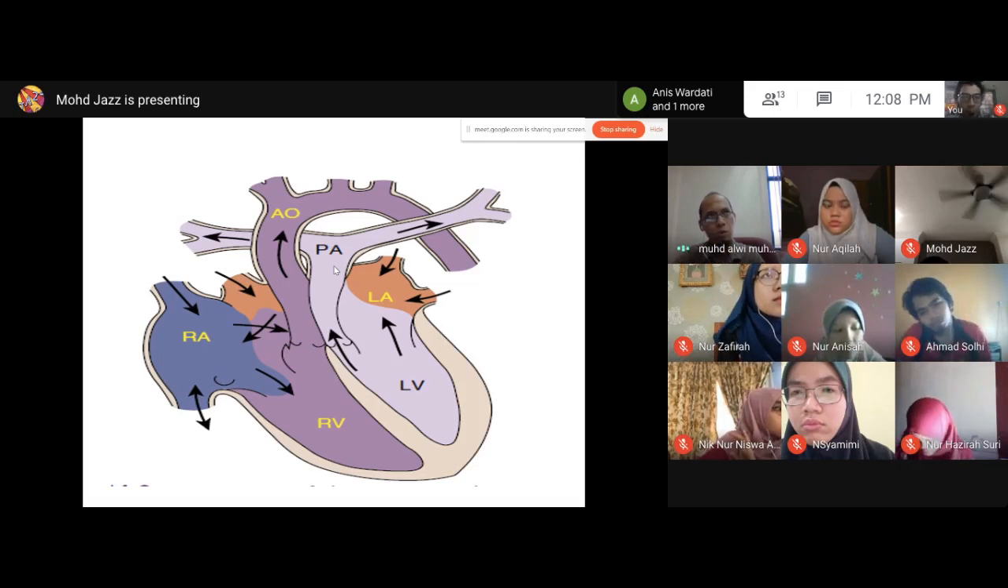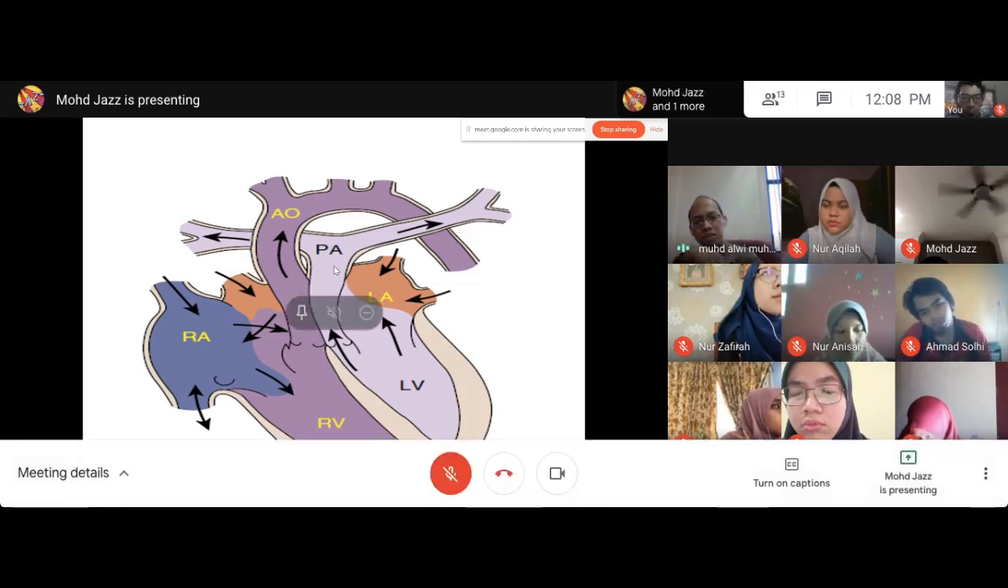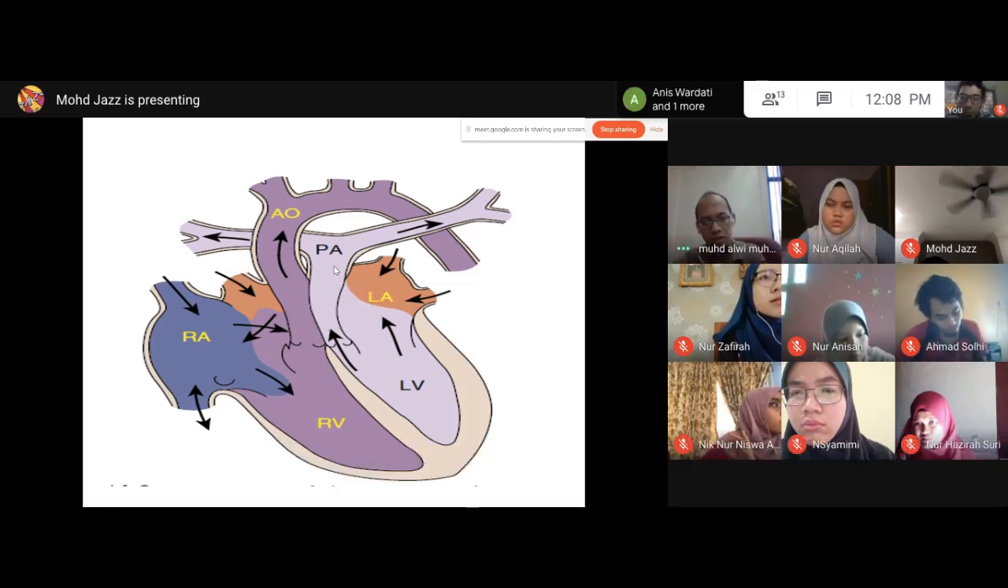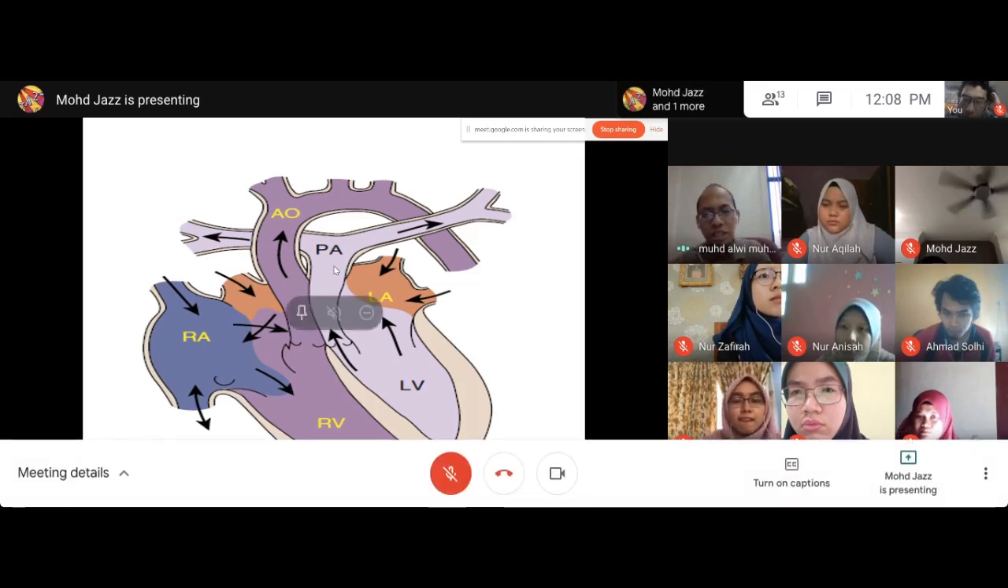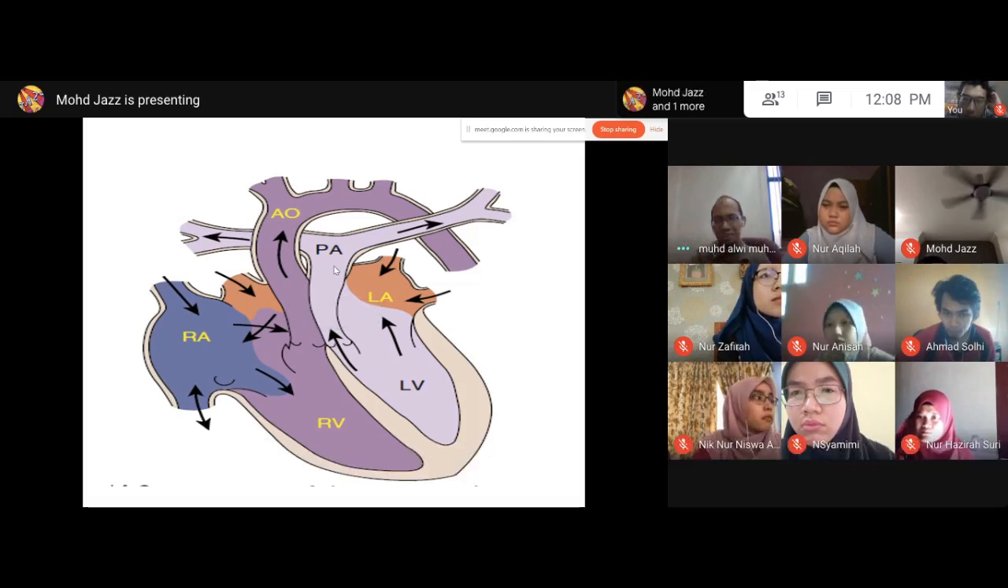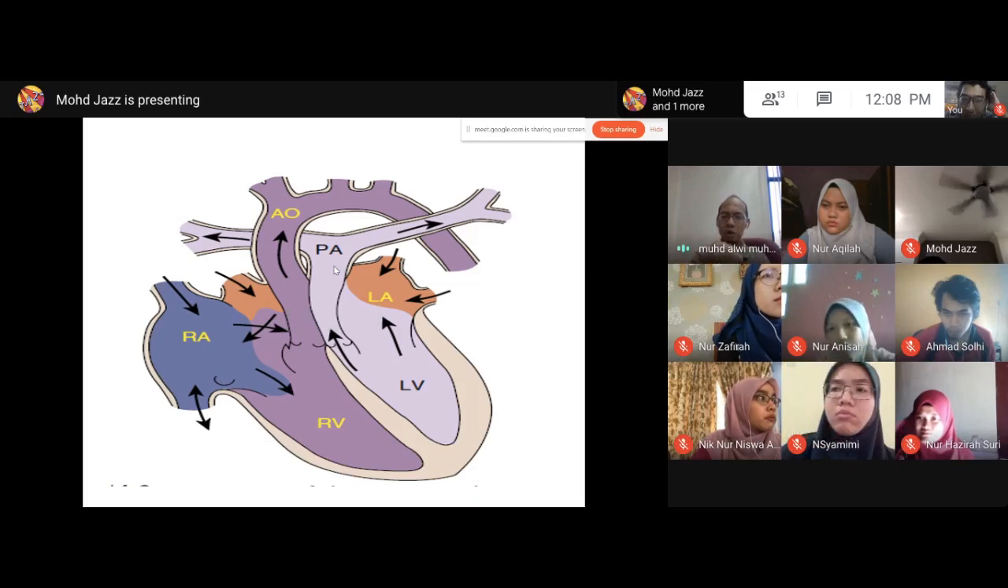You will see egg on a string, because from axial, because axial is AP, kan? AP. So you will see the PA and AO on one plane, but it's actually side by side. Because the heart, kan, dia bukannya duduk. Your heart is actually turned a bit, tau.